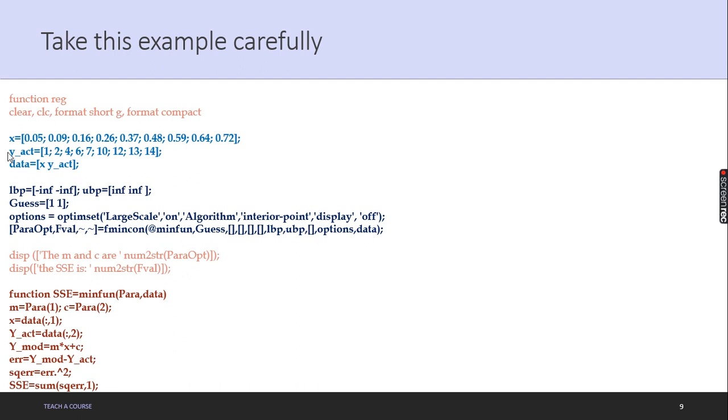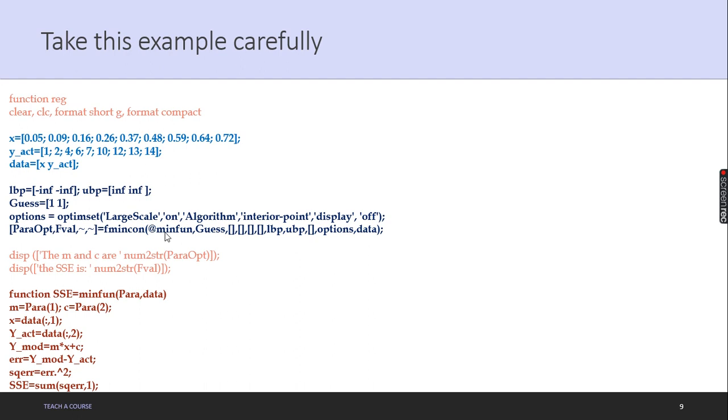And data means these x and y values, the composite whole thing we are providing. That means fmincon will evaluate the function whose name is minfun. Its initial parameter value is guess, and these are the lower and upper boundary, and this is the data which will be required to calculate your minimum using the function. So now you see this is the function for minimum. The function output is SSE, so the algorithm will try to minimize the SSE value. What is the SSE value? We will come to know very soon.